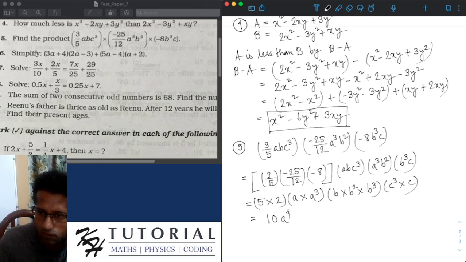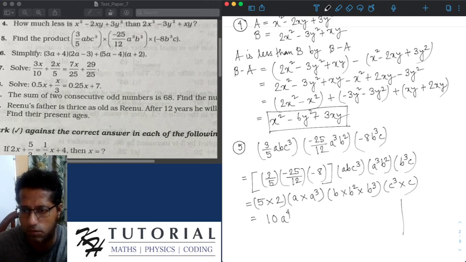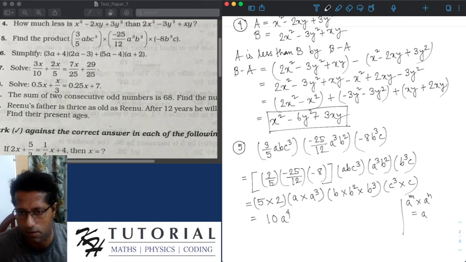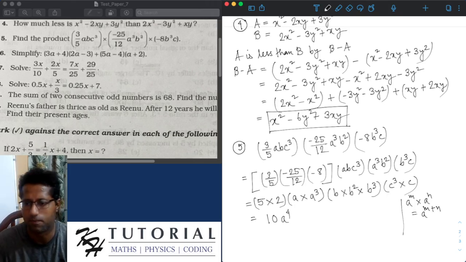So we know from the laws of exponents that a to the power m multiplied by a to the power n, when the base is the same and we have different powers or exponents, we just add up the powers, giving a to the power m plus n. We are applying this concept.